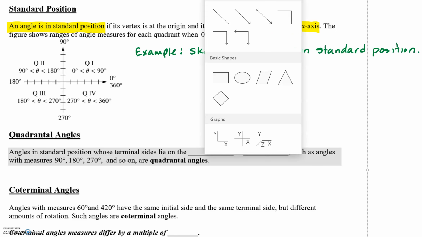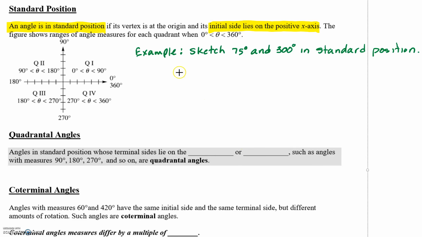Let's start with 75 degrees. So I'm going to create a little axis right here, maybe make it in black. So we know that the x-axis, the positive x-axis, is right there. This is called the y-axis. And the initial side is going to lie on the positive x-axis. So that's where I'm going to start. I'll put the positive x-axis there.